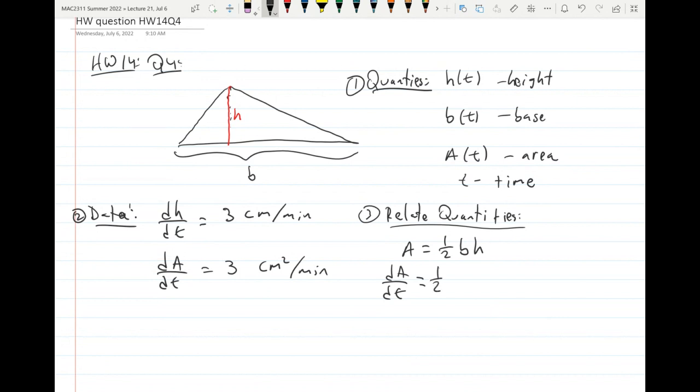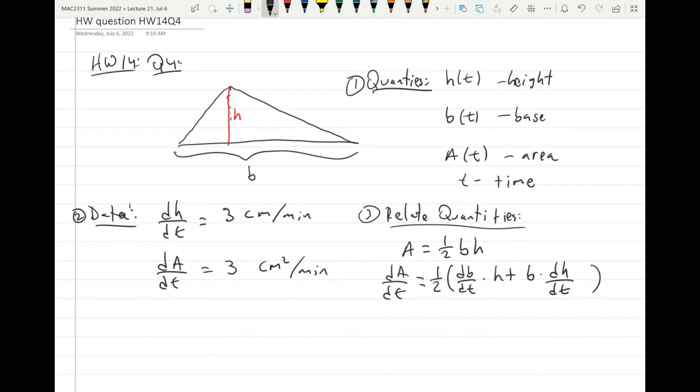Okay, so that will be the derivative of... 1/2 is a constant. I'm just going to leave it there. So the derivative of the first, that's dB/dt, times the second, plus the first times the derivative of the second.